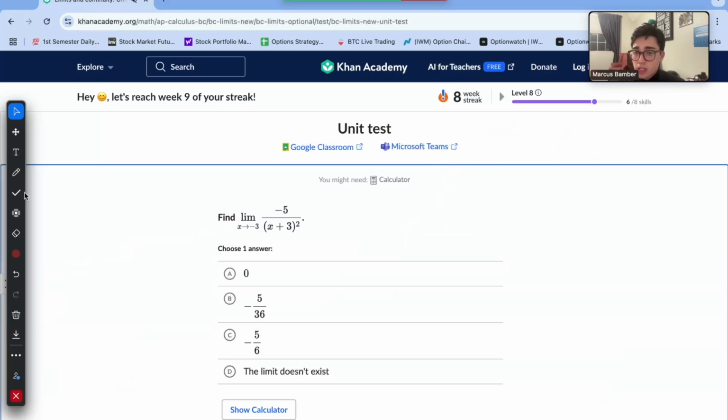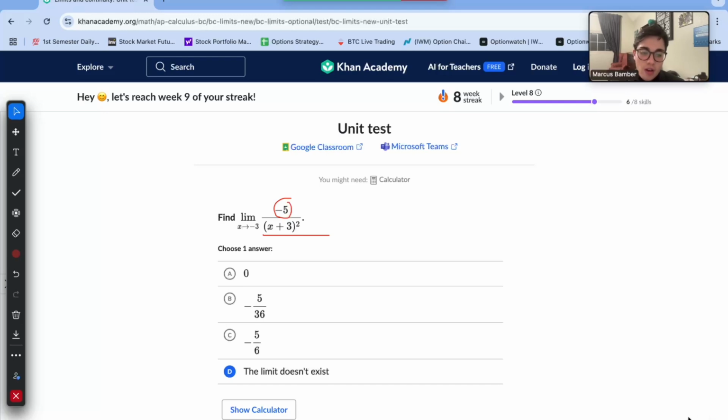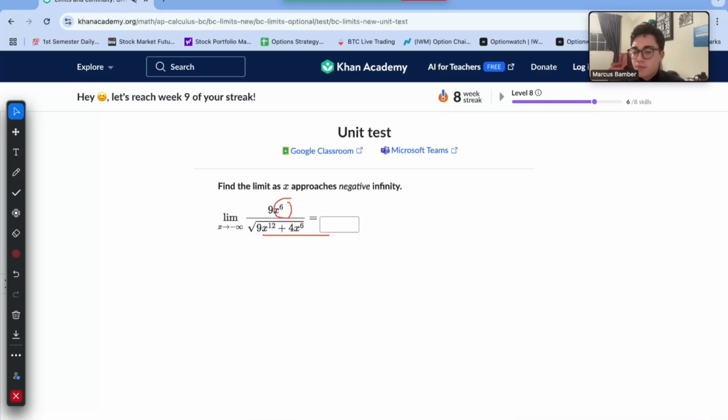Okay, next question here. We cannot directly substitute. We're left with 0 in the denominator. But when we do that, notice we're not left with 0 in the numerator to yield indeterminate form. We're left with a number, meaning the limit is unbounded at this value, and it thus does not exist.